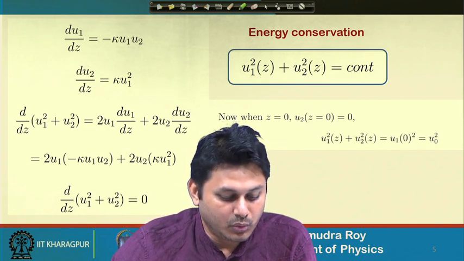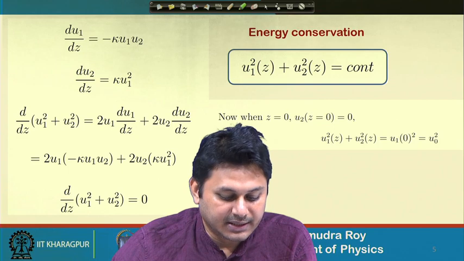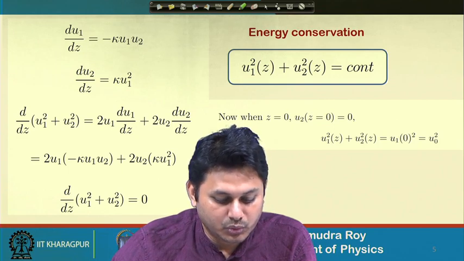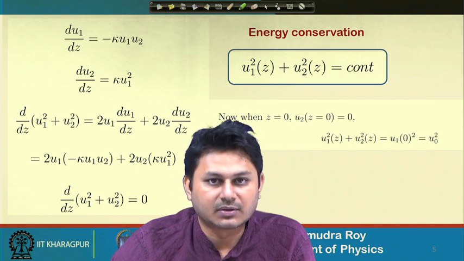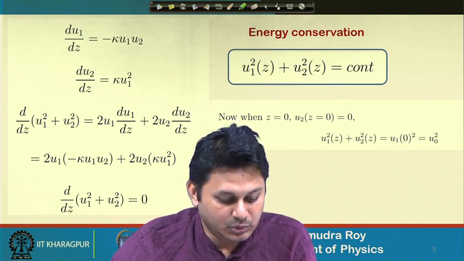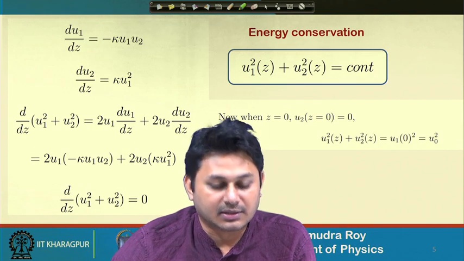When I replace this, we can see that these two things are cancelling out each other. So, 2 kappa u1 square u2 with a negative sign, and then 2 u2 kappa u1 square as the additive term. When we add these two terms, because of the negative sign, these two terms are equal with opposite signs. So, they are going to cancel each other.